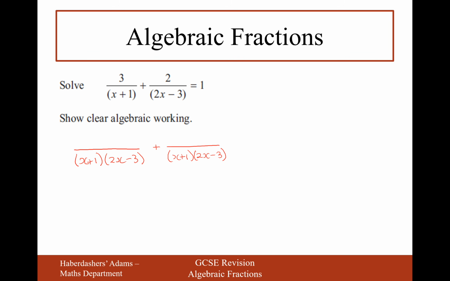And on the top of the left-hand fraction, we've already got the x plus 1 on the denominator, so we would have to have multiplied by 2x minus 3. And on the right-hand one, we already have the 2 there, but we don't have an x plus 1 on the original one, so we've had to multiply it by top and bottom to make the denominators equivalent. Let's expand the brackets now.